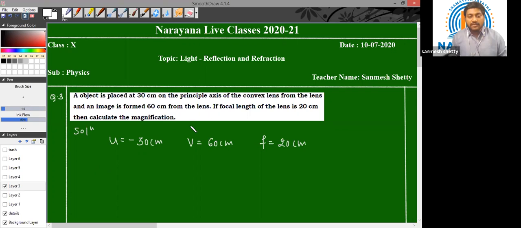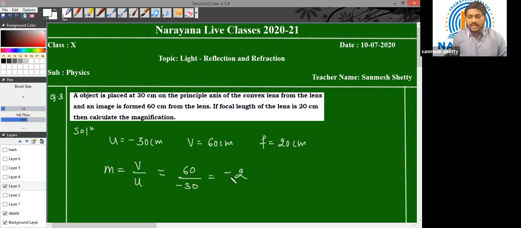Now what they are asking for is the magnification. So for the lens formula we already know, with the plus sign, magnification is V by U, which is equal to 60 divided by minus 30, which is equal to minus 2.